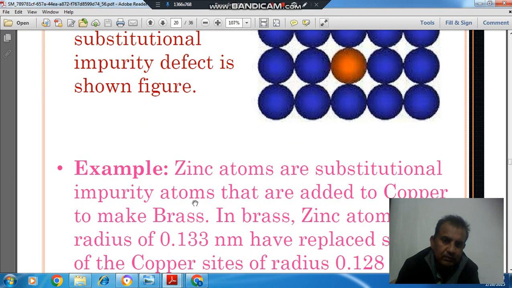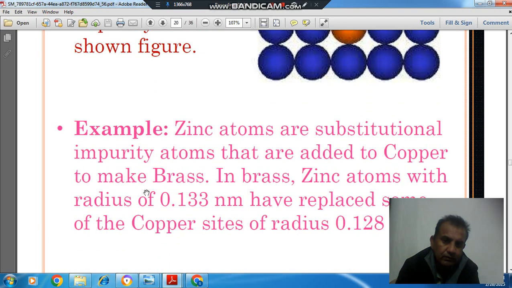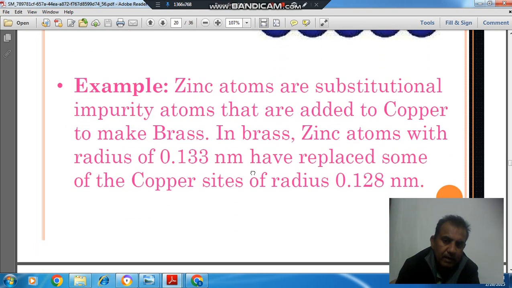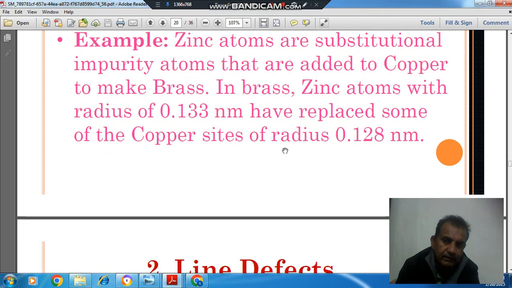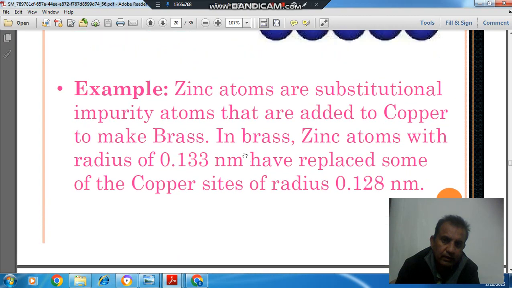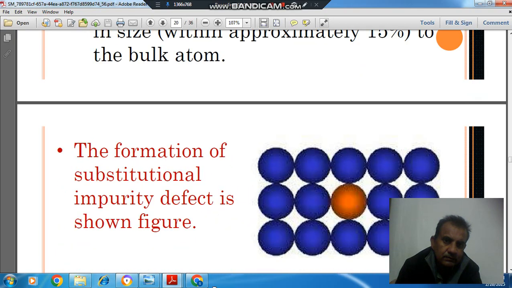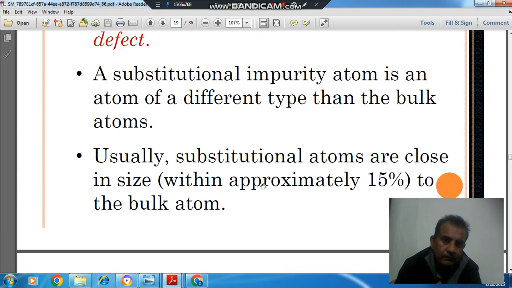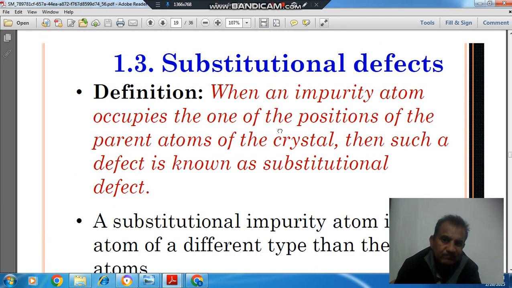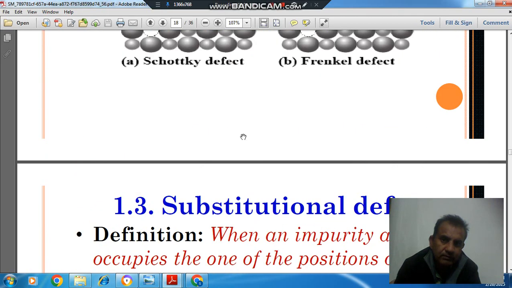Zinc atoms are substitutional impurity atoms that are added to copper to make brass. In brass, zinc atoms with radius of 0.133 nanometer have replaced some of the copper sites of radius 0.128 nanometer. So here the size of the atom is almost same, that's why it is called substitutional. And here size of atom is not same.